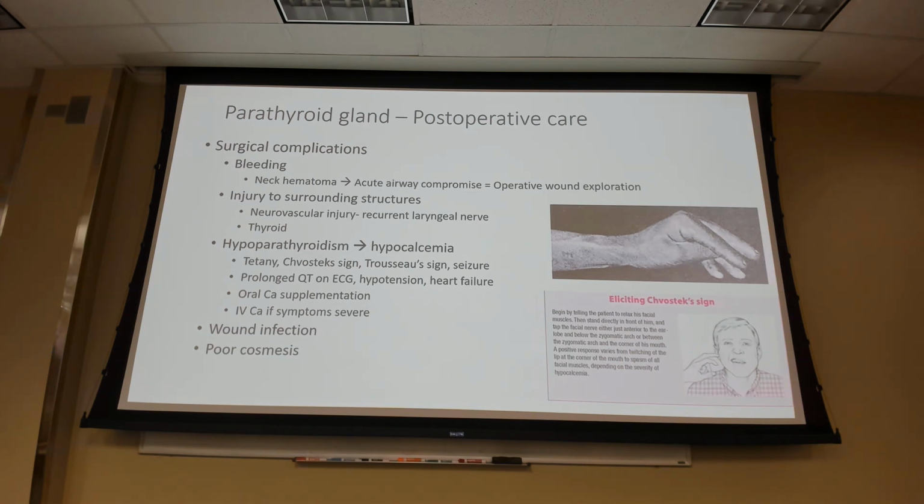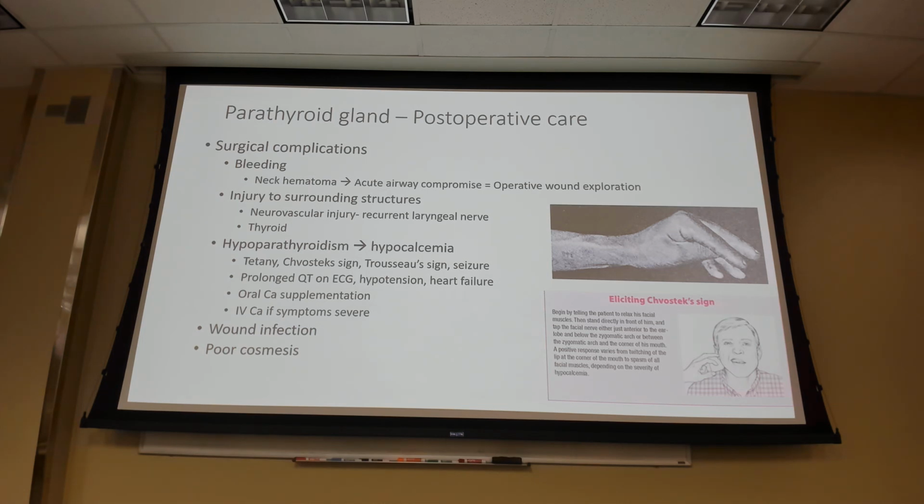All right, so what sort of problems do we have afterwards? Well, as you can imagine, if we're taking out the parathyroid gland, we have to worry about hypocalcemia. Once again, we're operating on that area that's very vascular, so we have to worry about hematoma and airway compromise, which, like I said before, requires us to do an operative wound exploration and identify which vessel might be causing this. We also have our neurovascular injury, like the recurrent laryngeal nerve, which causes hoarseness.